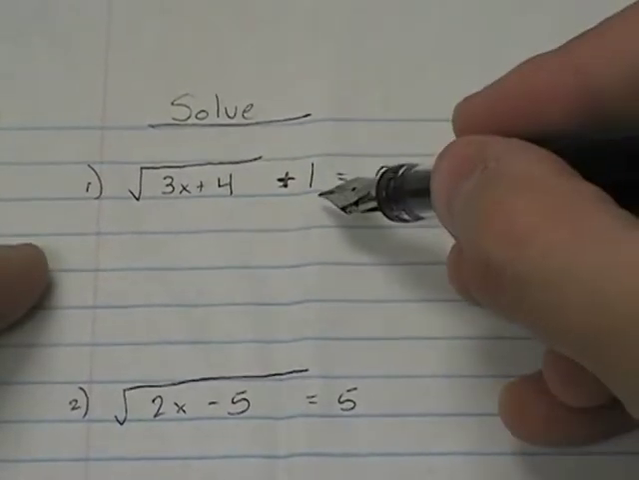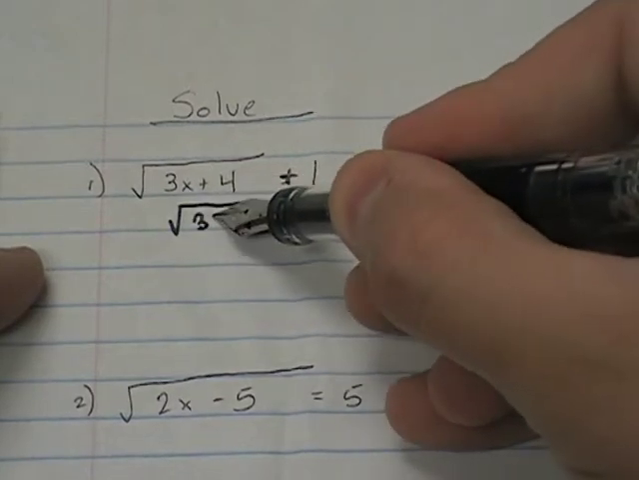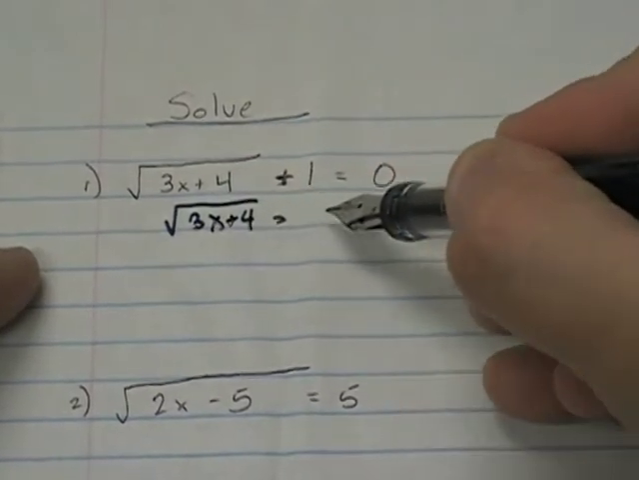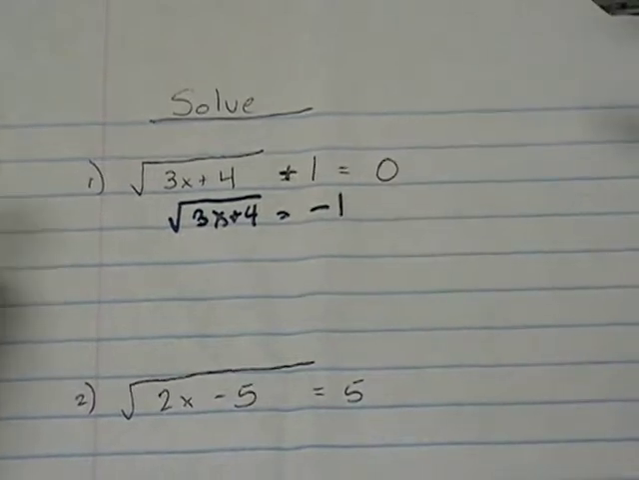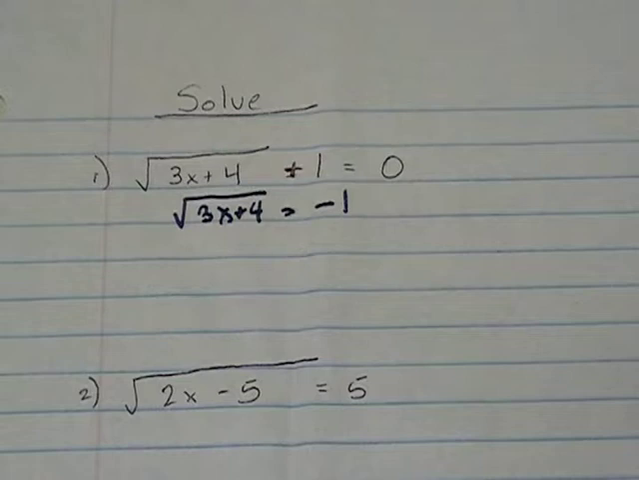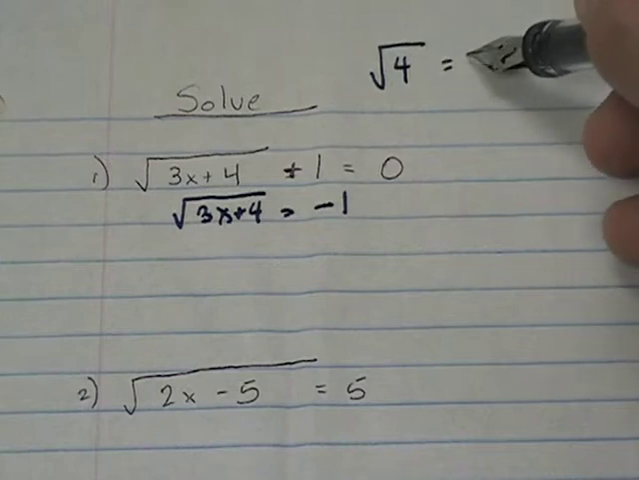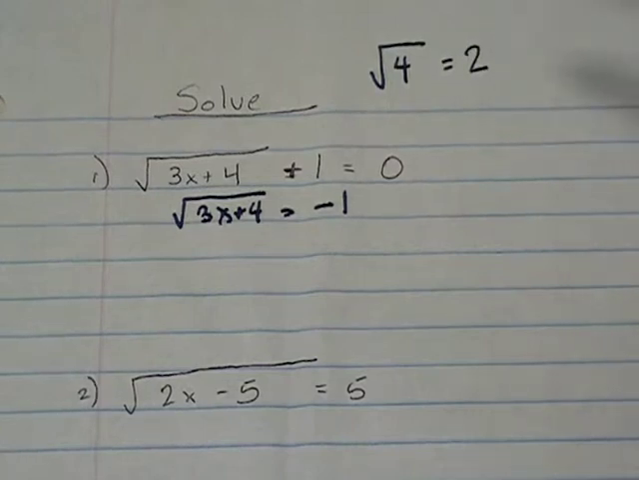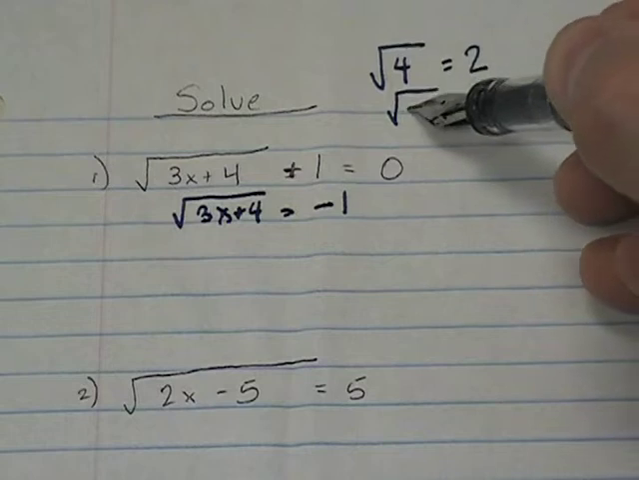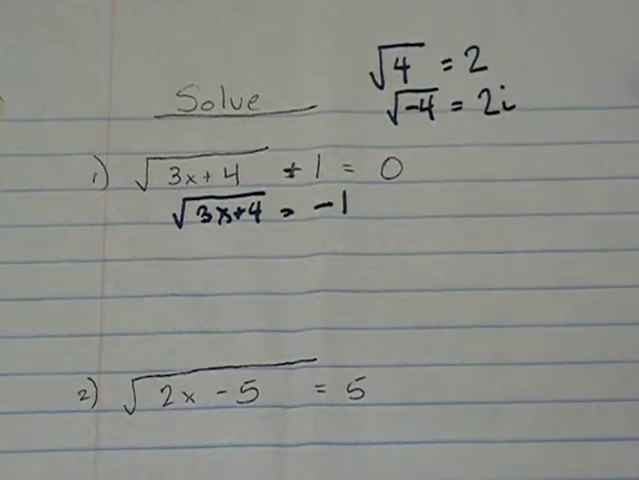So to do that, I'm going to move this 1 to the other side. So I'm going to get the square root of 3x plus 4 equals negative 1. Now, at this moment, a little alarm goes off in my brain. I like to think of something as simple as 4. The square root of positive 4 is positive 2. The square root of negative 4 is 2i. It's an imaginary number.